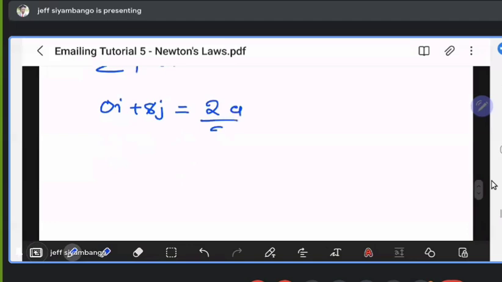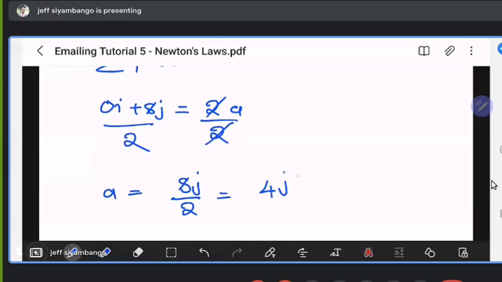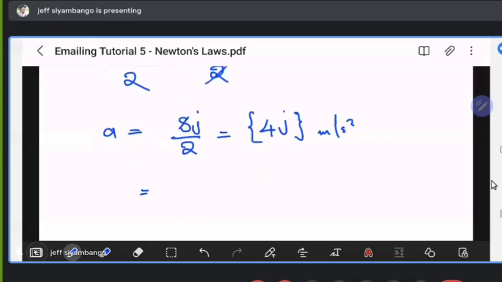So from here, divide both sides by 2. The 2 falls off here. So the acceleration will be 0 in I, and 8J over 2, which is equal to 4J. This is acceleration, so I can put my units as meters per second squared. You can use it like this, or if you wanted to use the setup that they are using, you can write 4 meters per second squared, and then in brackets, put the unit vector J there. This would still be okay.